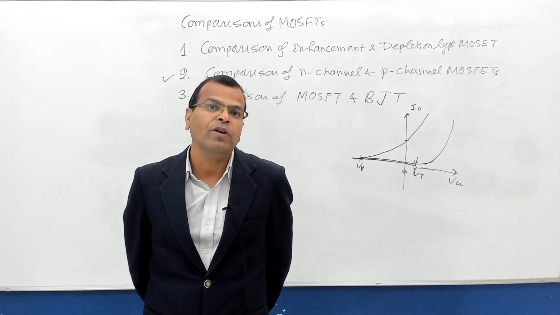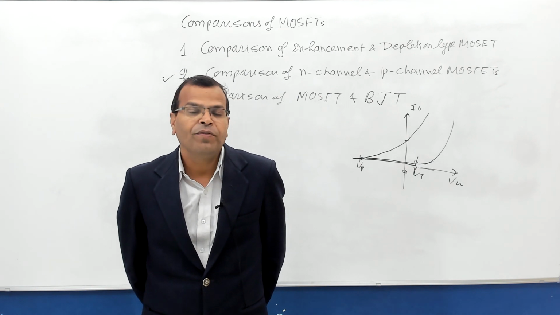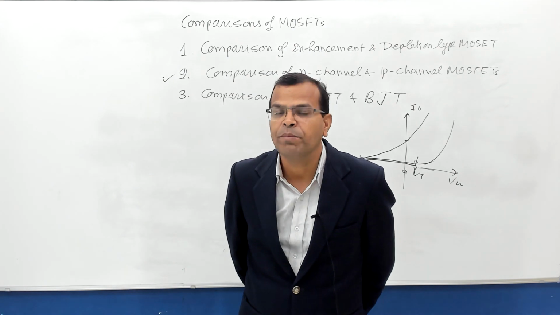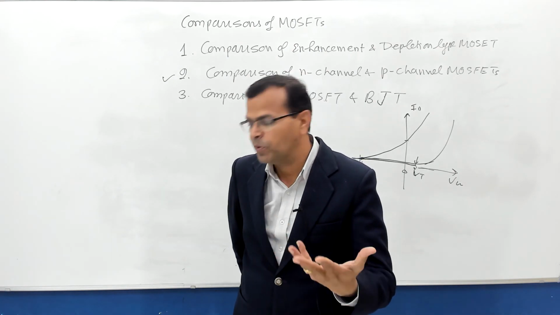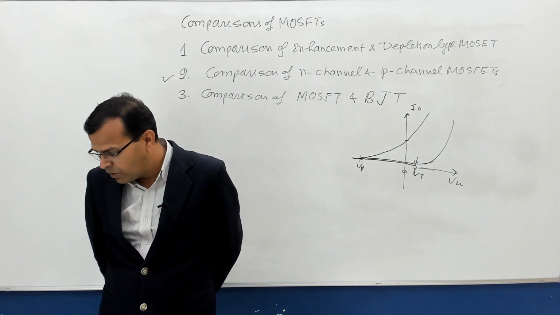Then the switching speed of N channel MOSFET is more. I told you, frequency response is better, so the switching speed of N channel MOSFET is more as compared to P channel. Why? Because electrons can respond faster. So these are some basic differences which you need to remember.